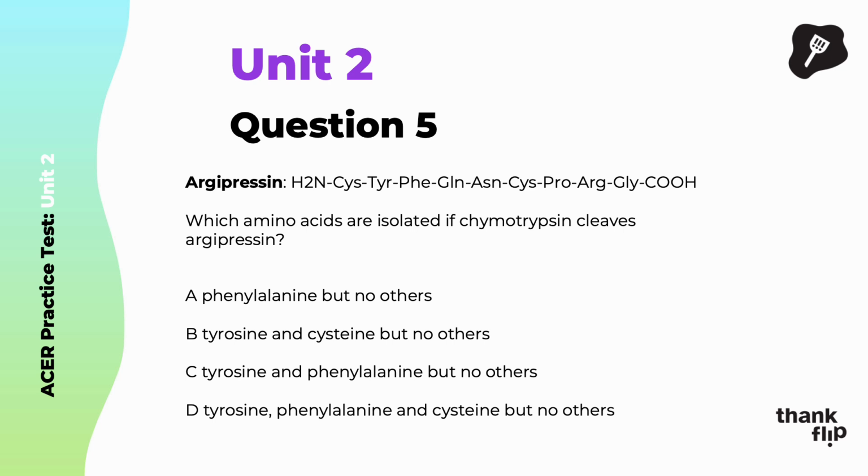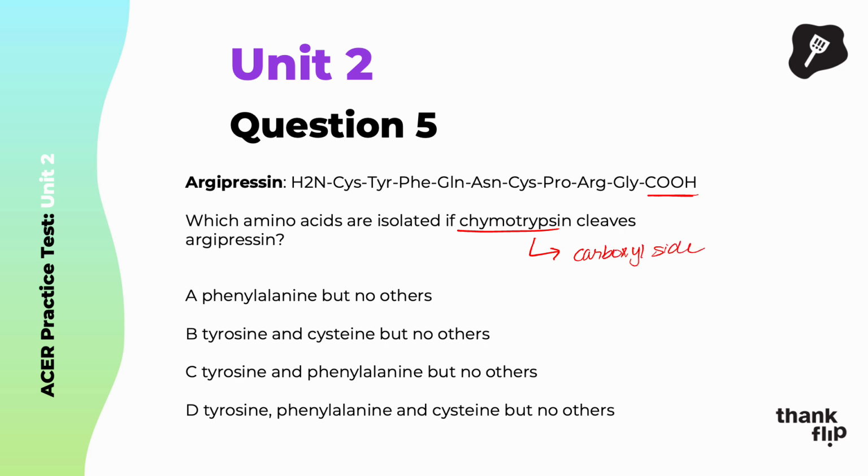Question 5 is asking about the specific nonopeptide argipressin, and it's asking what would happen if chymotrypsin cleaves argipressin and which amino acids are isolated. So remember looking at the last paragraph for our information on chymotrypsin and trypsin. The important information on chymotrypsin is that it's going to cleave the peptide bonds. It's going to cleave on the carboxyl side.